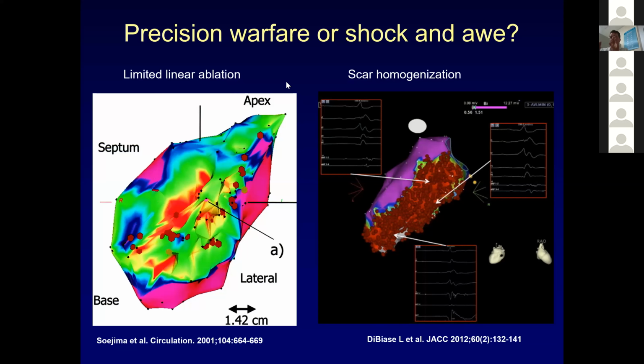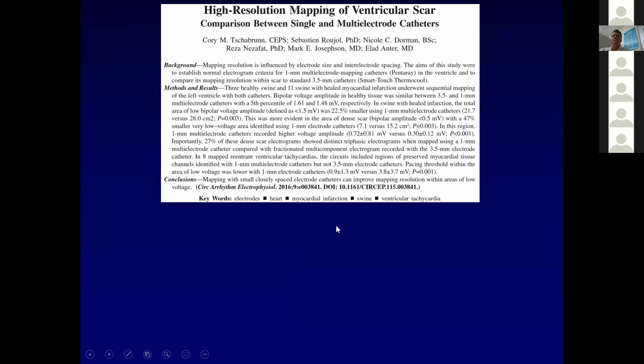But I was still interested in perhaps being somewhat more precise and using physiology at least to guide our decisions about where to ablate. That is, what are the vulnerable areas of scar? And I know there's a lot of interest in using various mapping approaches. Can we use imaging perhaps to do that?